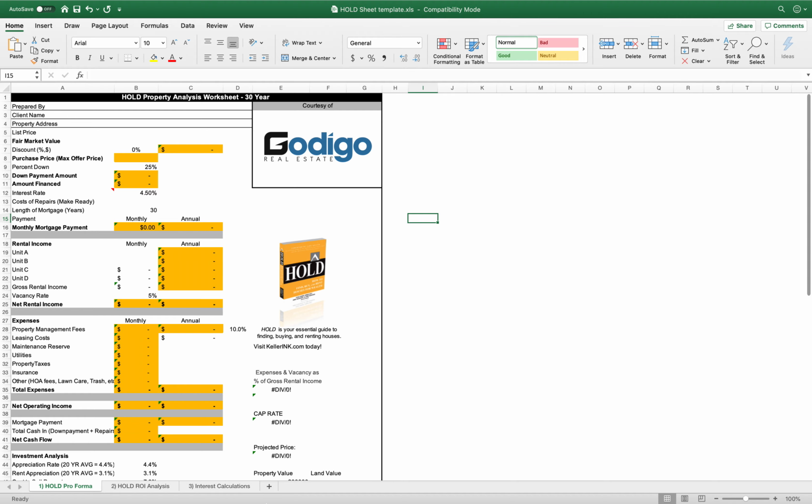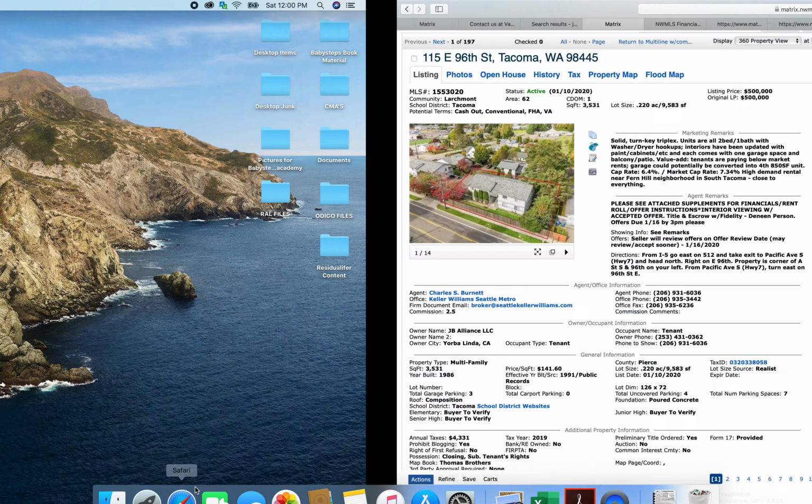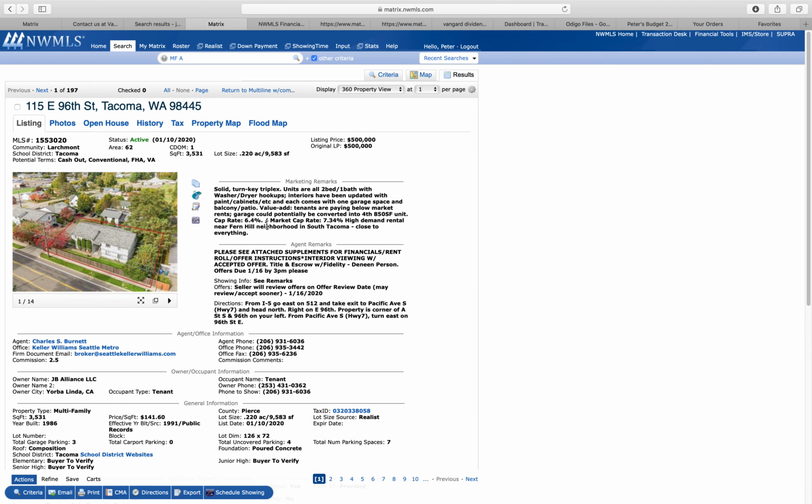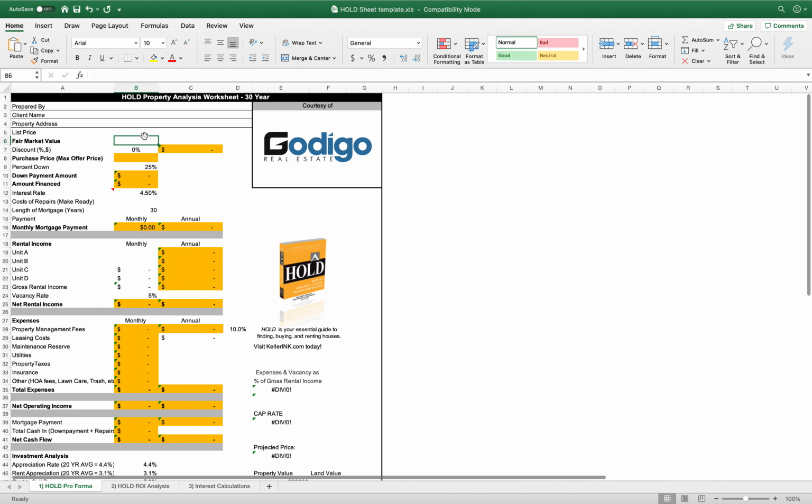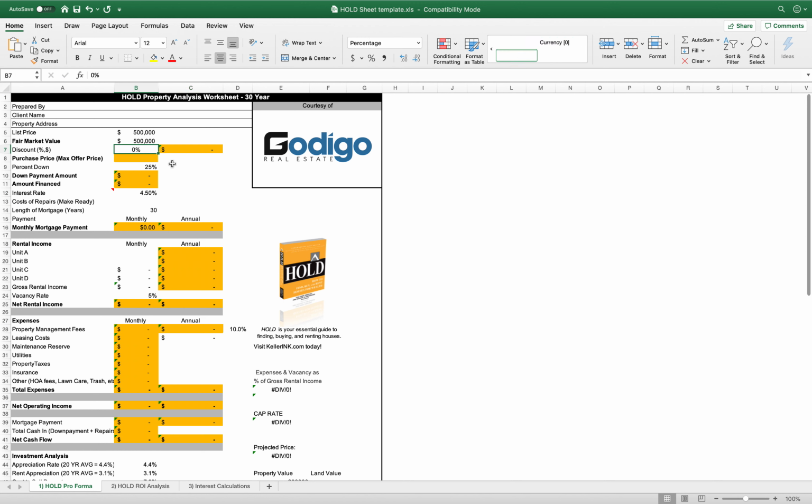Now, what I ended up doing was pulling up an example property that we can use to analyze. This property is in Tacoma. The listing price is $500,000. So I'm just going to put it right over here. It's just plug and play: 500,000 fair market value. Assume that it's just 500,000. And then there are zero discounts in this market. It's hard to get discounts, so I'm just going to put zero there.